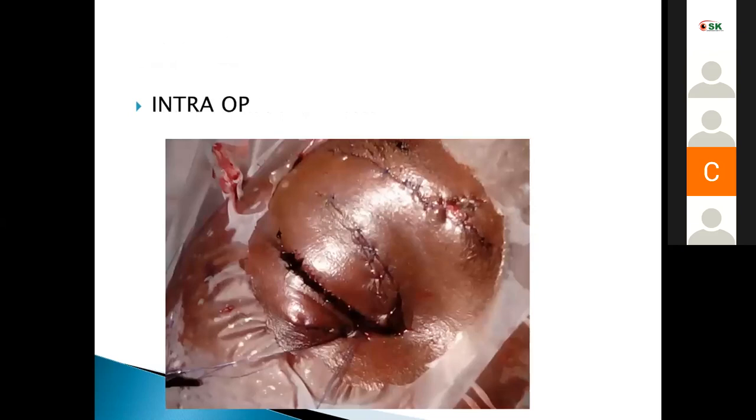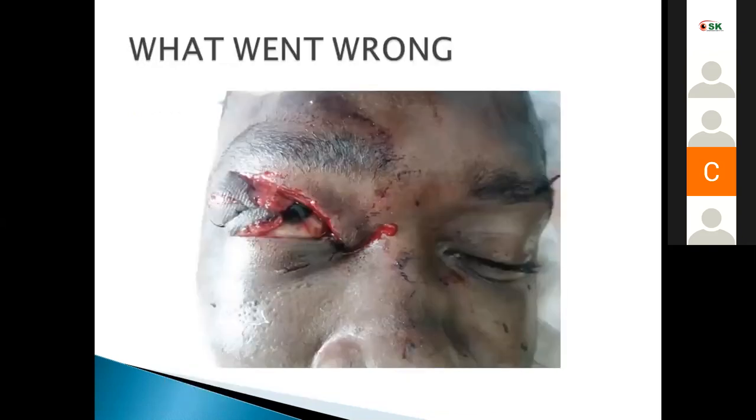I presented this case immediately after the other case to show you how, in this case, an initially worse-looking patient ended up looking better. So the question came to mind: what do you think went wrong in the repair of this eyelid laceration?